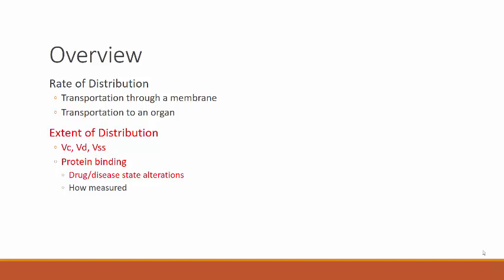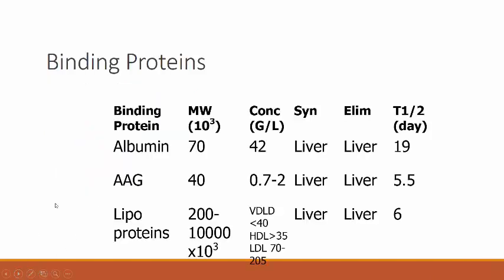Bind our drug in the plasma. So this is specifically talking about plasma protein binding, and specifically about the binding proteins that are most commonly binding our drug. So here are the 3 most common binding proteins in the plasma.